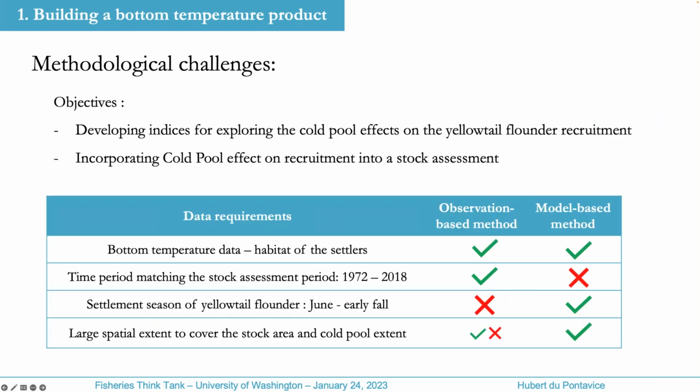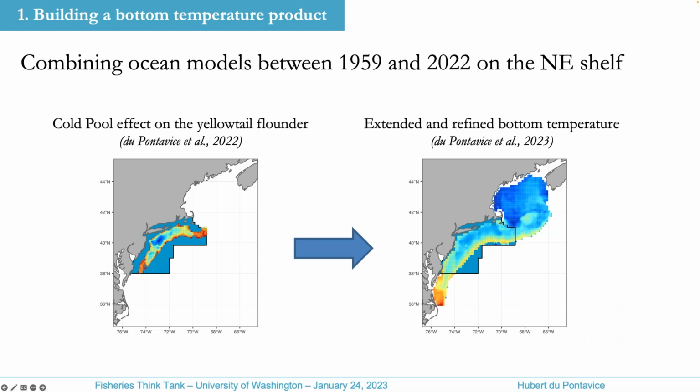To sum up, both methods have limitations for different reasons. So because of these limitations, we decided to build a bottom temperature product to quantify the cold pool interannual variations that are associated with the variability of the recruitment of the yellowtail flounder stock. But more broadly, a high resolution long-term bottom temperature at daily and monthly scale did not exist on the northeast coast and would have been helpful for different applications in which we were involved.